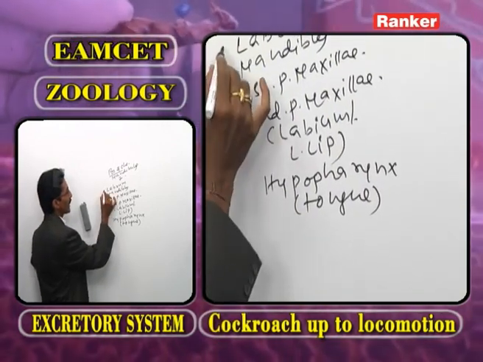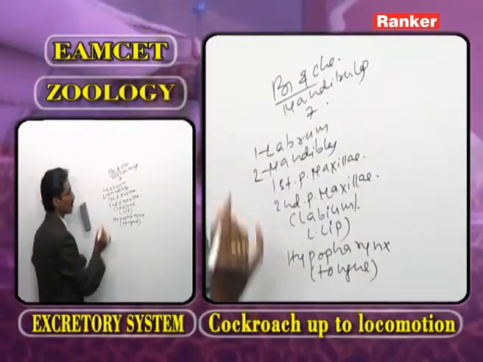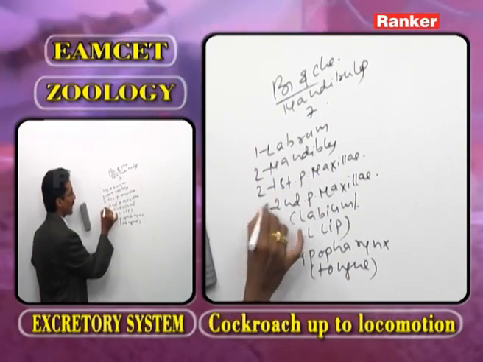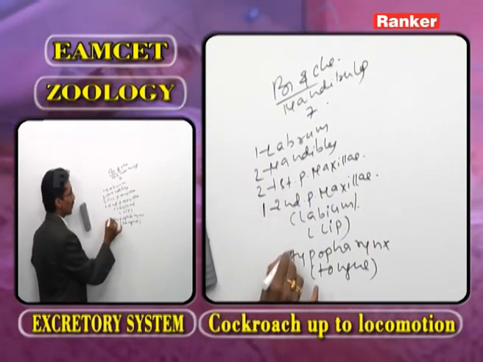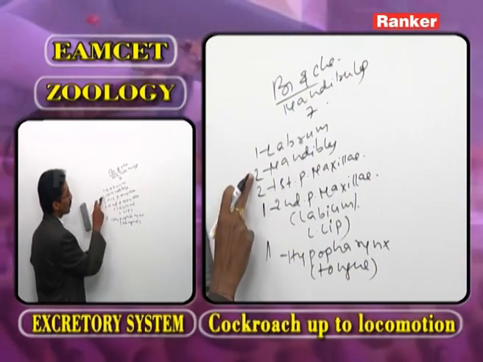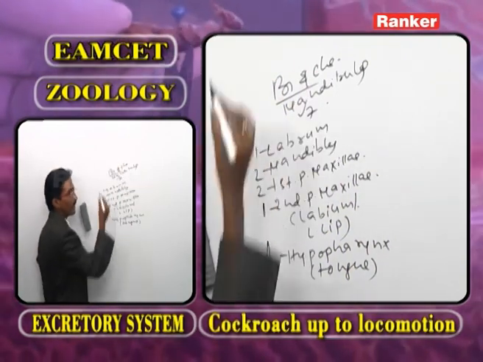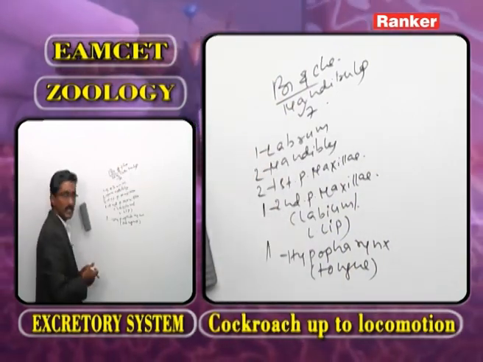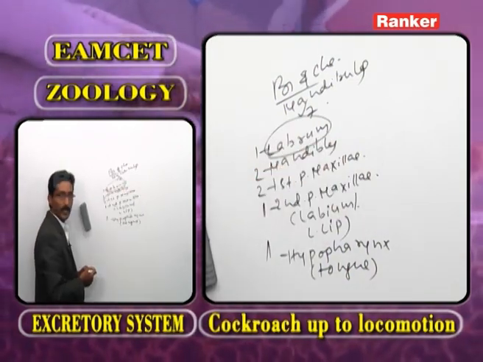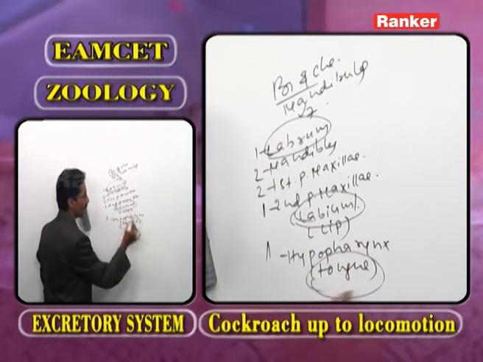Now as we observe, the labrum is 1 in number. Mandibles 2. First pair of maxillae 2. Second pair of maxillae 1. Hypopharynx 1. Now total number of components 1, 2, 4, 5, 6, 7. 7 components. Now out of 7 components, what are the unpaired? The labrum unpaired, the labium unpaired, and the tongue is unpaired.